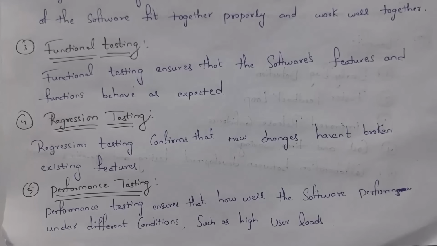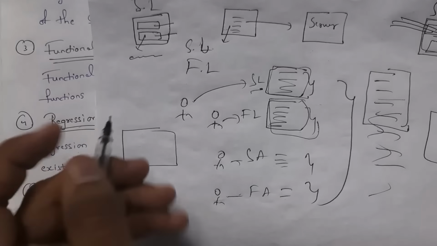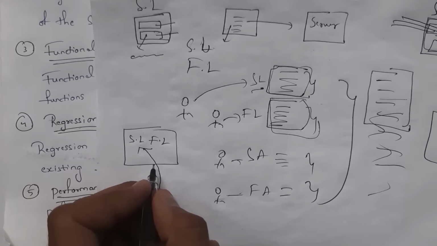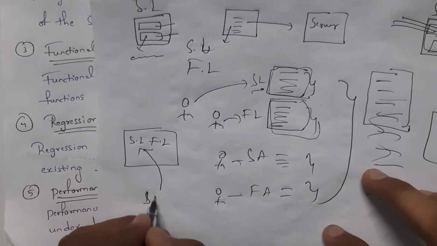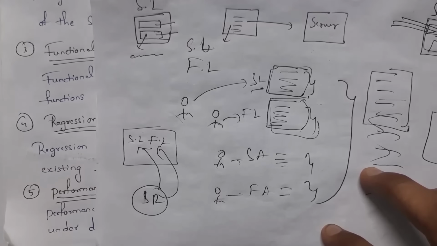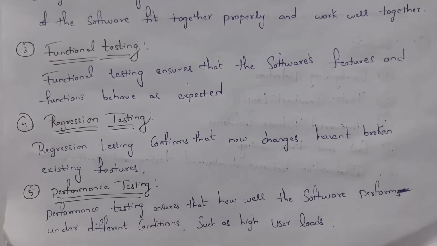Next one is regression testing. Regression testing confirms that new changes haven't broken existing features. Because for example, initially I created a website. That website contained only a student login form and faculty login form. Later on, I updated the same website by adding student results. So even if we add a new feature, existing features must work well. So regression testing ensures that new changes haven't broken existing features.